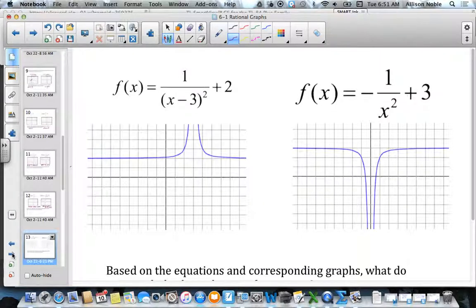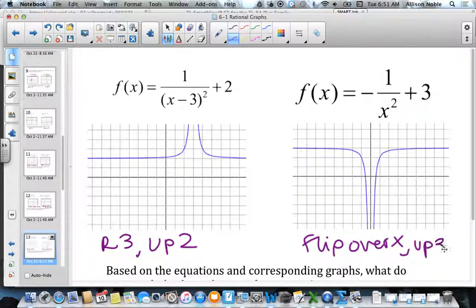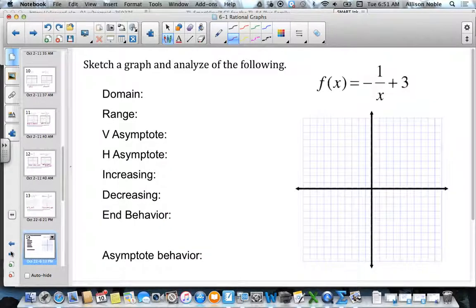Okay, these are for the squared functions, 1 over x squared, which actually is very similar things happen. So this is going right 3, up 2. This one is flipping over the x and going up 3. And now you're gonna kind of work around for these next 4.